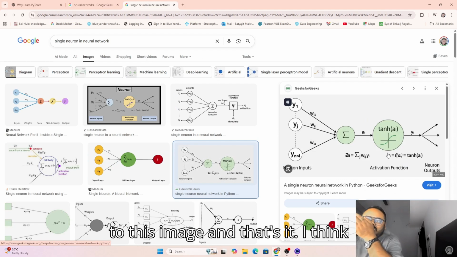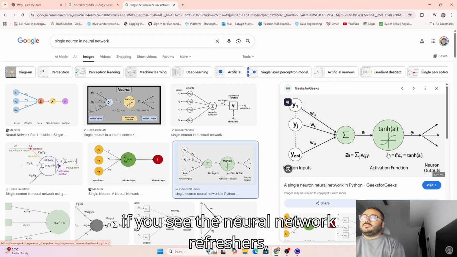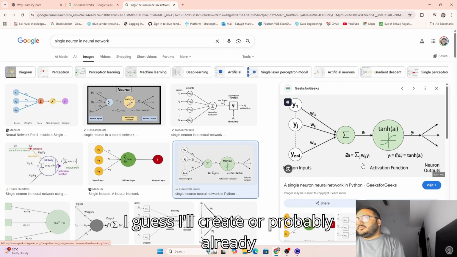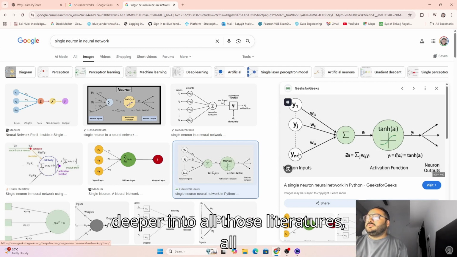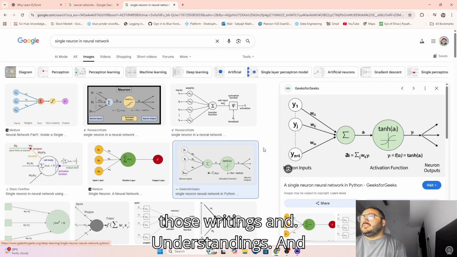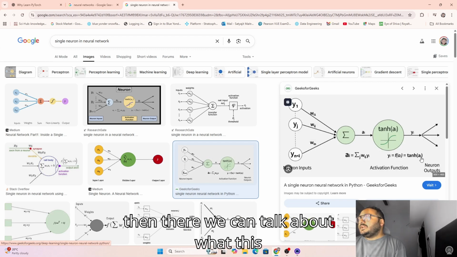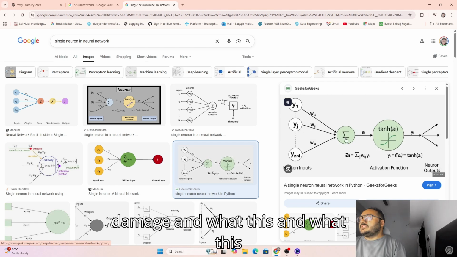I think if you see the neural network refreshers, I guess I'll create them, or they're probably already on the channel, you will get deeper into all those literatures, all those writings and understandings, and then there we can talk about what this tanh and what this a and what this summation means.